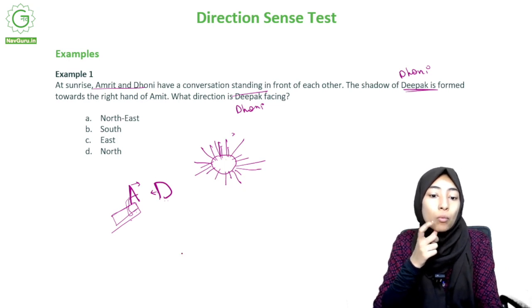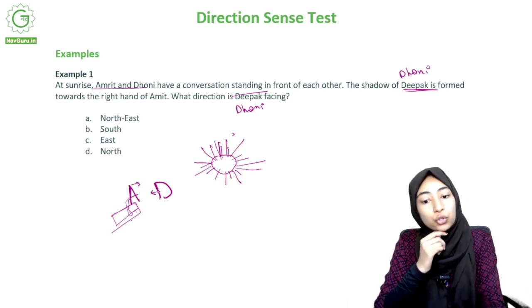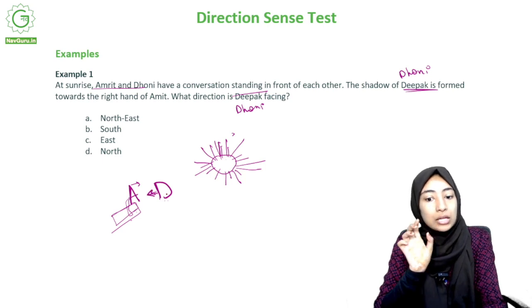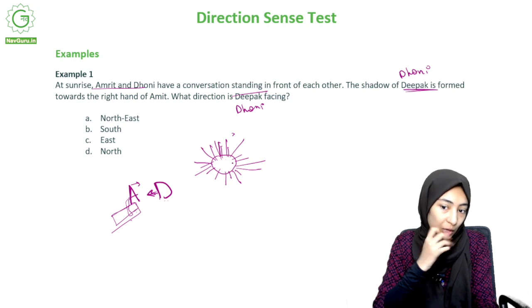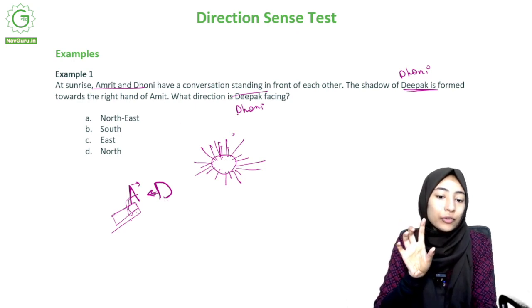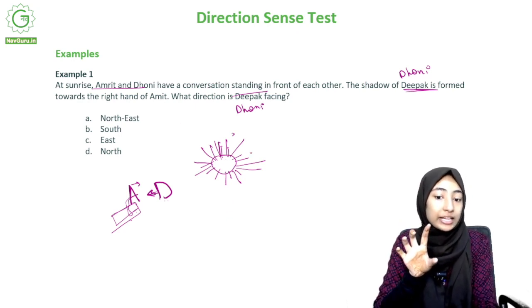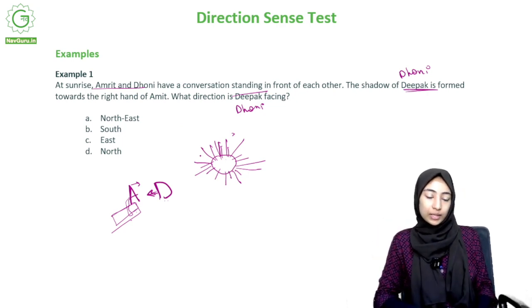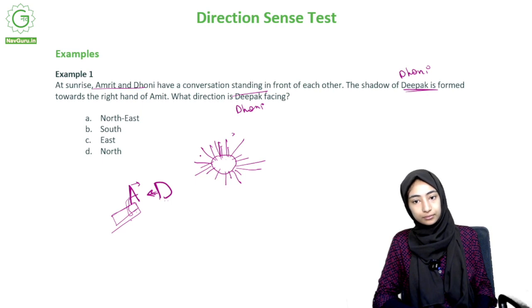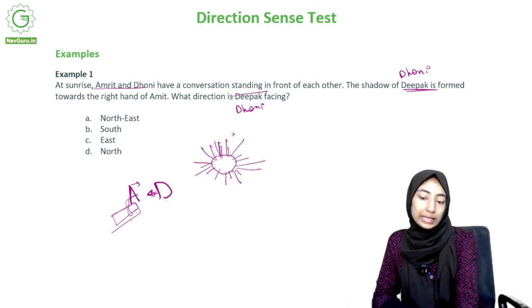So now I want to know what direction Dhoni is facing. Okay. So what do I know? Do I know the direction of the sun? Just look at the question and tell me if you have any idea about the direction of the sun. If there is anything that you see in the question, I'll give you a couple of seconds, okay? Right, so here, yes, we do.